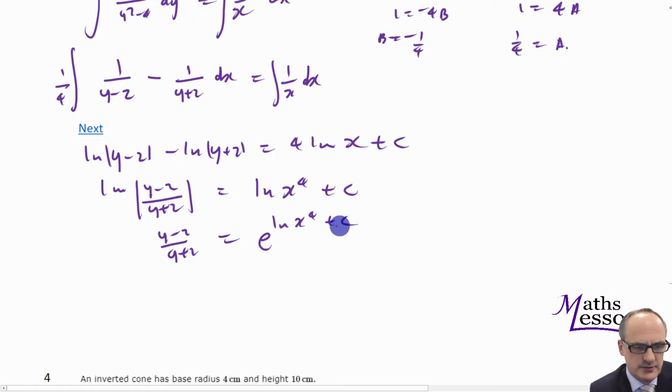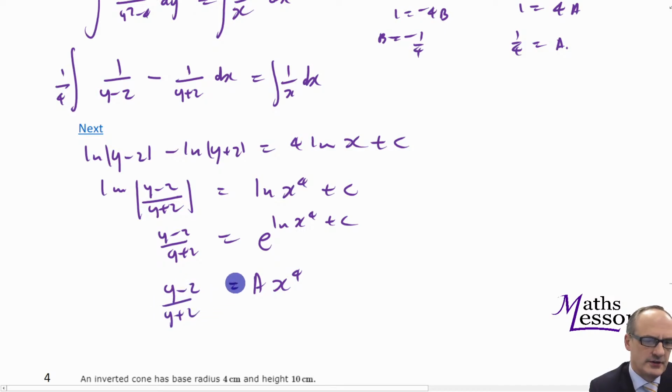So that's just going to be the same as e to the natural log of x to the 4 times e to the c. e to the c, remember, is a. So I'm just going to write this as a times e to the natural log of x to the 4, which is just x to the 4. I'm just going to write that out to the side for those of you struggling to cope with all that in your head at once.